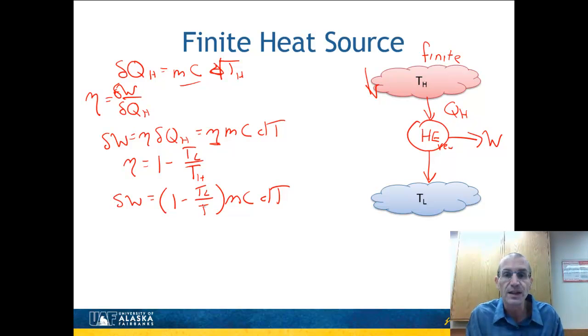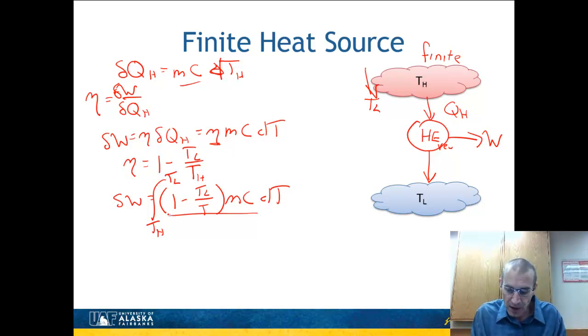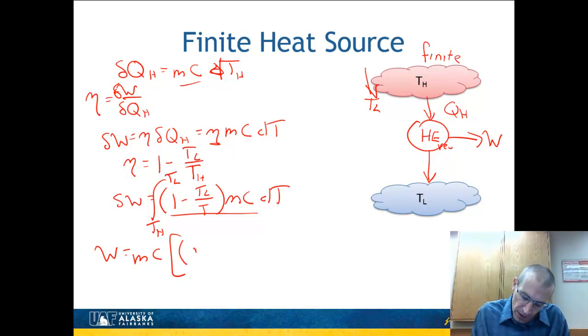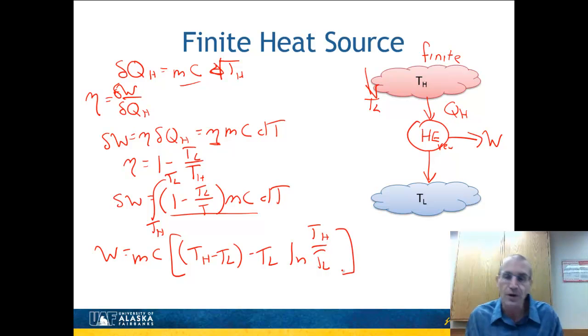Now, I wrote this as just T because this is TH, but it's changing with time. And now what I can do is integrate this. I can integrate it from its initial temperature, I'll call that TH, to its final temperature. Well, this heat engine could keep operating until I get down to TL, at which point those are on the same temperature. So my integral is going to go down to TL. So I'm going to integrate this expression, and what it comes out to be is the work is equal to mc, and it is TH minus TL, natural log of TH over TL. So you can confirm that calculus if you want.